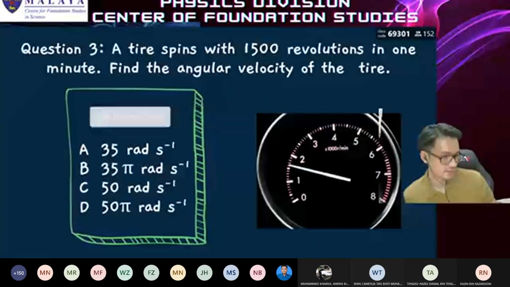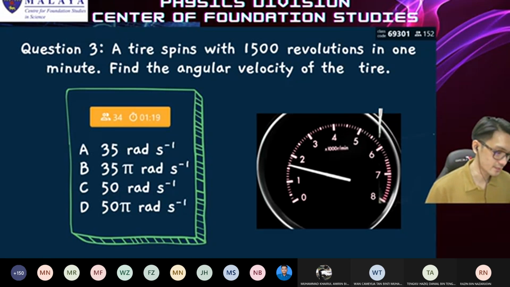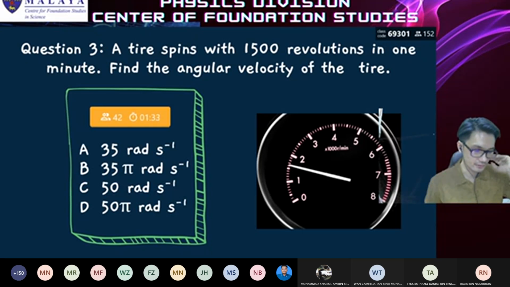Okay, sorry saya salah ni. Okay. 33 orang je yang jawab. A tire spin with 1500 revolution in 1 minute. Find the angular velocity of the tire. So basically, it will ask you to convert 1500 revolution per minute to angular velocity.